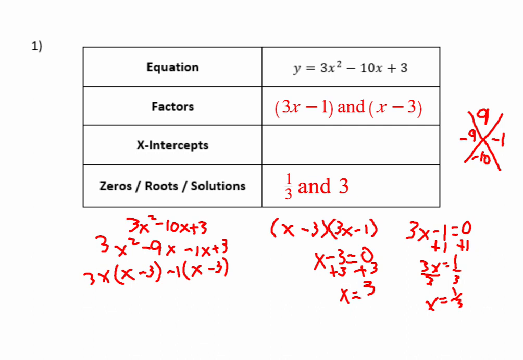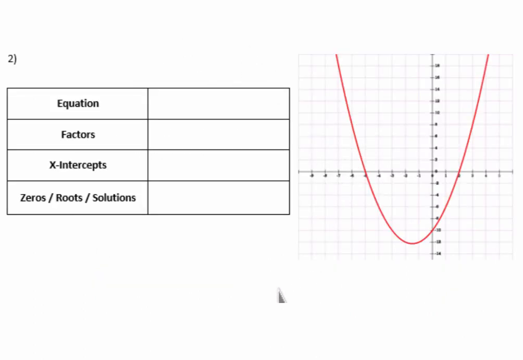Now once I have my zeros, to find my x-intercepts, all I have to do is put my zeros into an ordered pair with a y value of 0. So this shows us how from an equation I could come up with my factors, x-intercepts, and my zeros, roots, solutions. For example 2, we're given a graph.